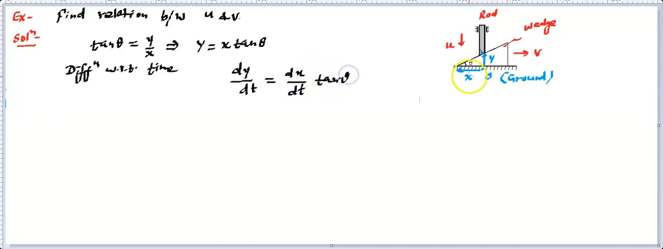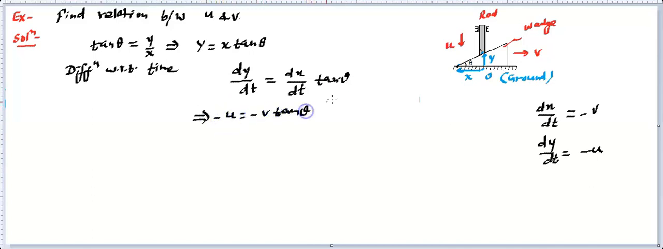Now let's write what the rate of change of x is. dx by dt is the rate at which x is changing, and that is the velocity of this tip. This velocity is in the direction opposite to x, so you write it as minus v. Similarly, dy by dt, the rate of change of y, is going to reduce over time, so you write it as minus u. So the equation becomes minus u is equal to minus v tan theta. Minus and minus cancel each other, so u will be equal to v tan theta. This is how the two velocities are linked together.